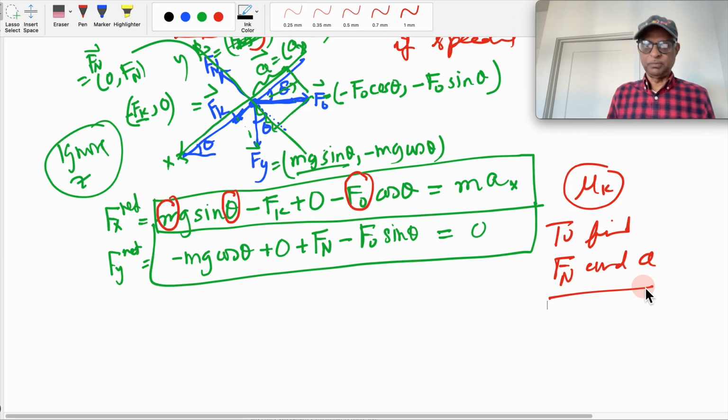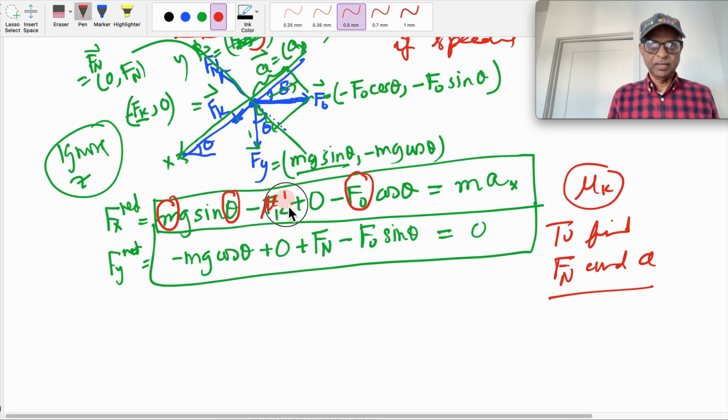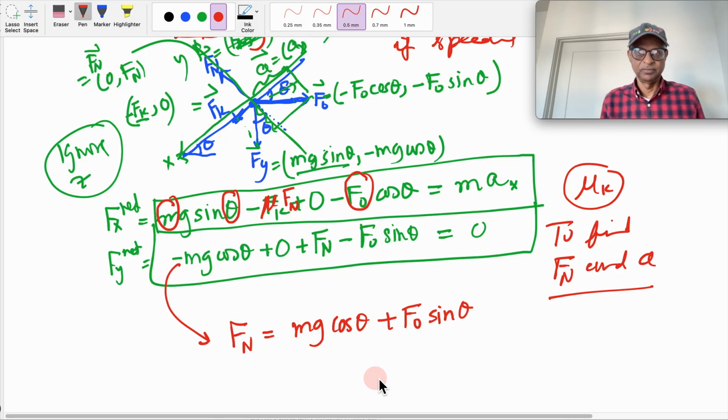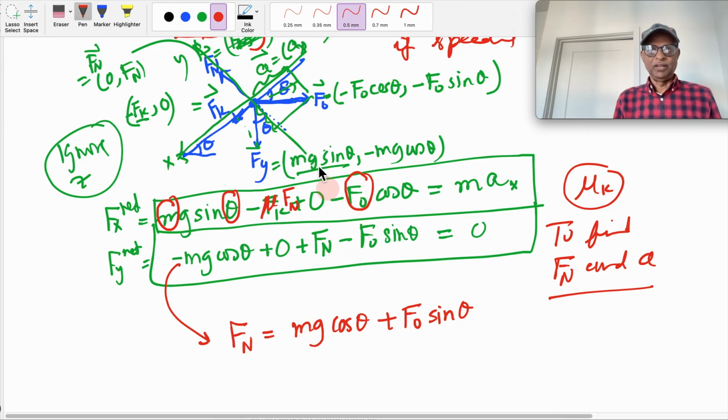Now it's a matter of algebra. For this one, just replace with mu k Fn. So that's given. From the second equation, I can find out Fn. Fn equals mg cosine theta plus F0 sine theta. Everything is given.